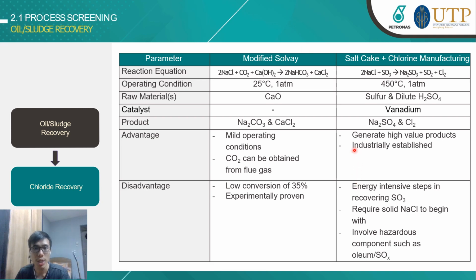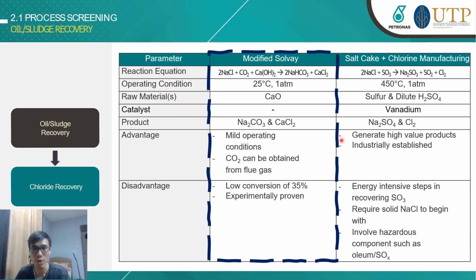In summary, the modified Solvay process was shortlisted as the design alternative for chloride recovery. Now I shall present Fastly to continue on with the preliminary mass balance calculation for the selected route.